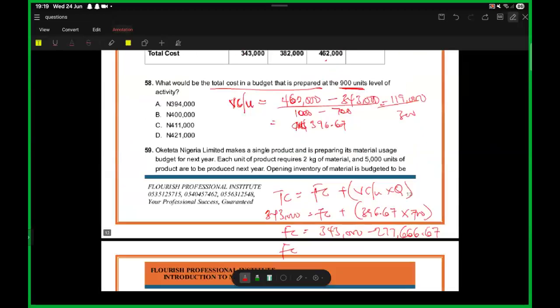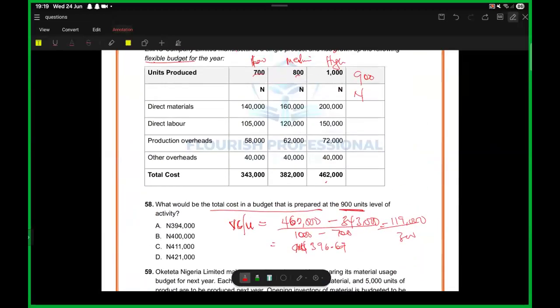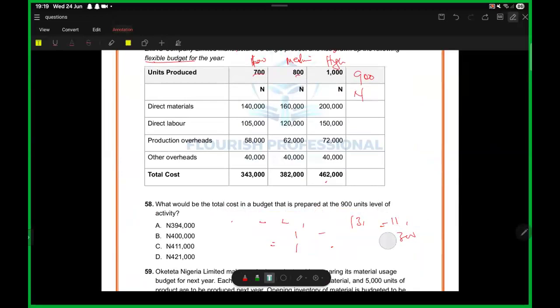Okay, so let me try and use this simple approach. So we are given the units. What we have to do is determine the unit cost for direct material, direct labor, production overhead. When you want to know the unit cost for the direct material, we can pick any of the units here and divide. So I can pick the 700 units.